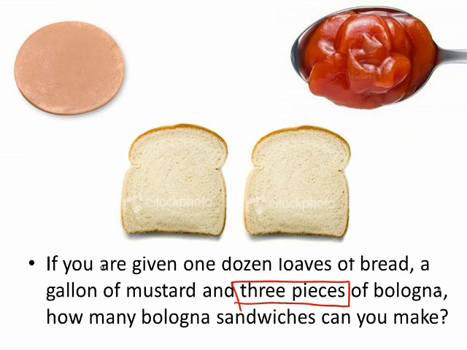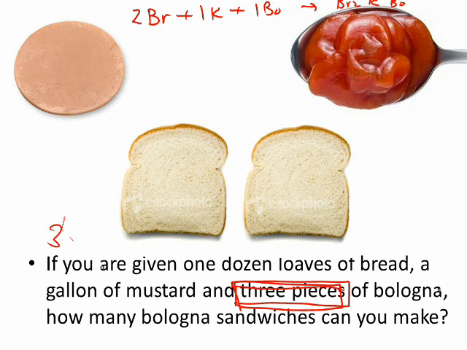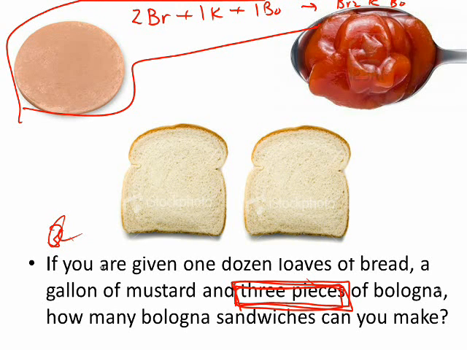Now let's say our sandwich requires only 1 piece of bologna. So in a new equation, for 1 bologna sandwich, we have 2 pieces of bread plus 1 tablespoon of ketchup plus 1 piece of bologna. Even though we have 3 pieces here, it's still going to be the limiting reagent. We'll be able to make 3 sandwiches, but it still limits how many sandwiches we can make. Now, if we had 5 million pieces of bologna, then probably the bread or the ketchup would be the limiting reagent.